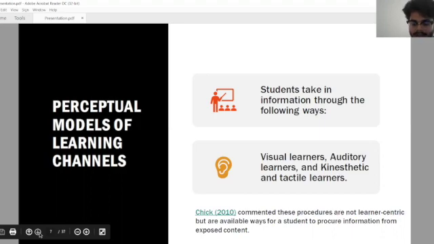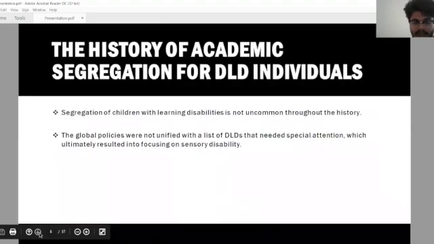This categorization only exists, according to Chick, because they are associated channels that allow students to procure information from, and they're not really learning methods. They are not supposed to be guiding students in a particular way, or students are not supposed to follow them in a particular way when it comes to procuring information from exposed content. And now we're going to cover the history of academic segregation for DLD individuals.